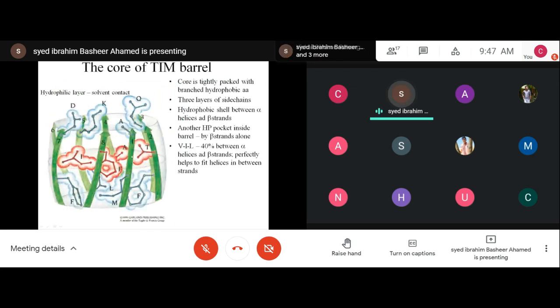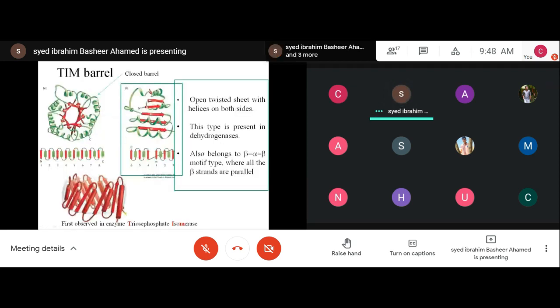The central layer is completely made of hydrophobic residues, and the bottom layer is also hydrophobic. On the top of this layer, you will have hydrophilic residues. So you can see lysine, aspartate, glutamate. So these hydrophilic residues are also there. And I told you the alpha helices are surrounding the barrel, so here also there is a hydrophobic layer.